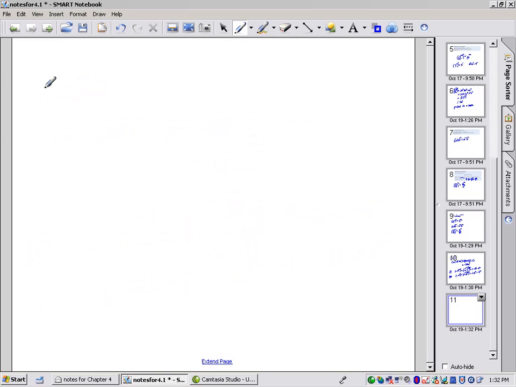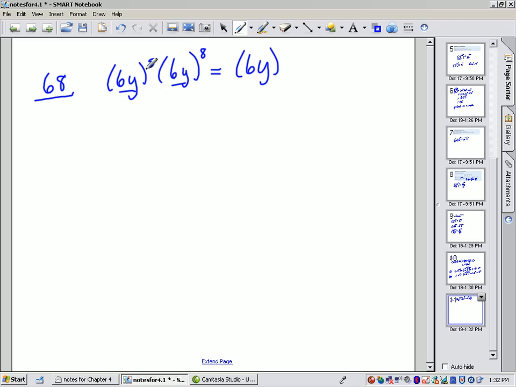Now, let's move on to number 68, which says 6y to the 5th times 6y to the 8th. A couple ways you can do this. I actually talked about one of these earlier. These are the same base. So you can just keep the base and add the exponents, right? 5 plus 8 would be 13. And then if you wanted to remove the exponents, you would have to apply the 6 to the 13th power and the y to the 13th power.